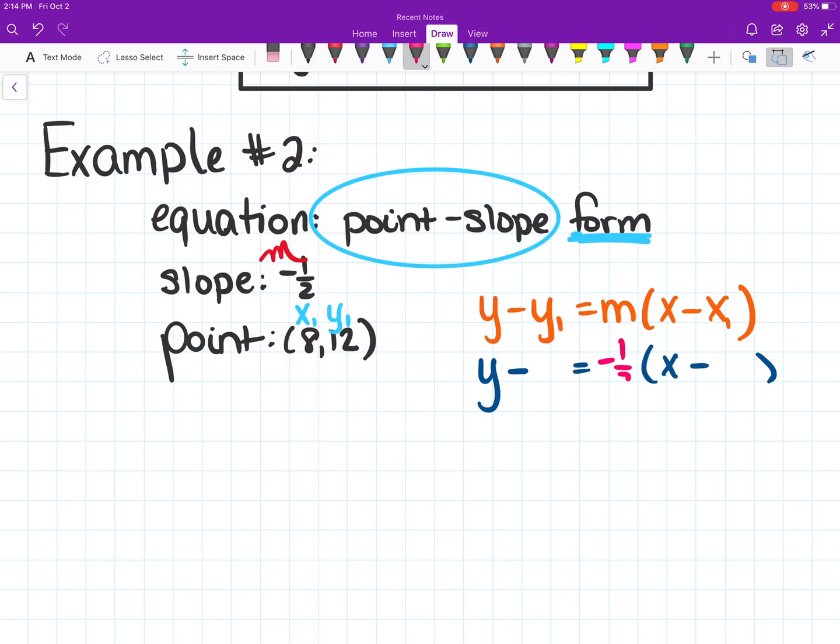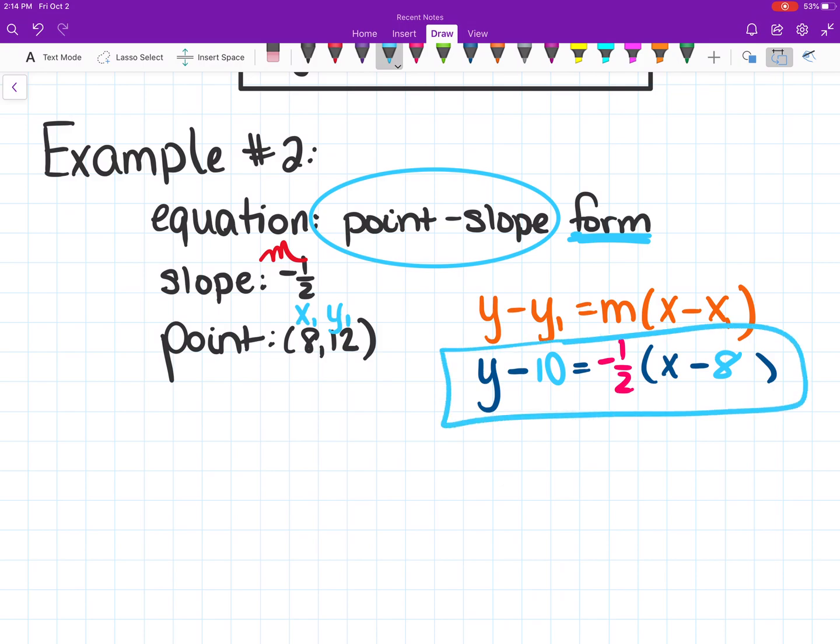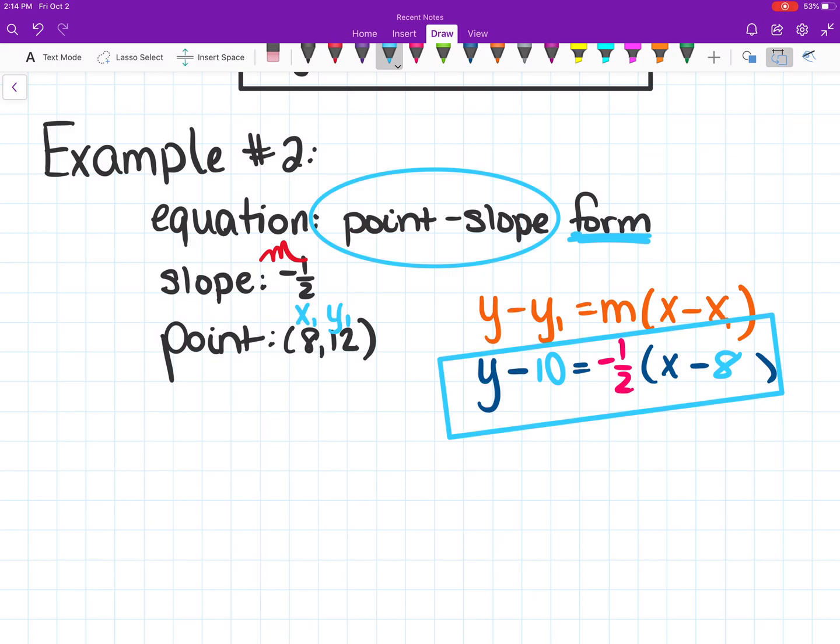Negative 1/2. What's our x1? 8. What's our y1? 12. Do we need to simplify anything? No, we are done. Oh, look at that. That's cool. Okay, let's do one more.